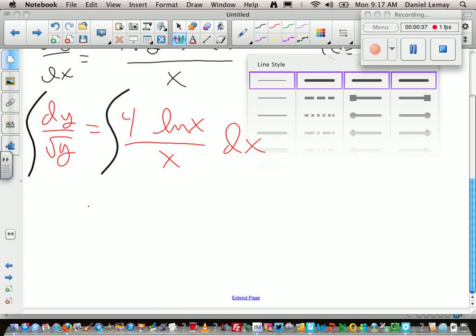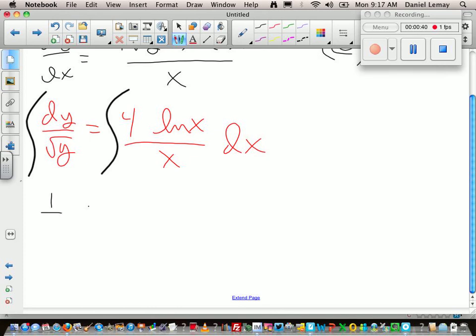So on the left-hand side, that's the same as 1 over the square root of y, which is the same as y to the negative 1/2. And now I can just use the power rule, add 1, divide by the result. So that should give me 2 times y to the 1/2, or 2 times the square root of y. So plus some constant, but we're going to do that on the other side, remember.